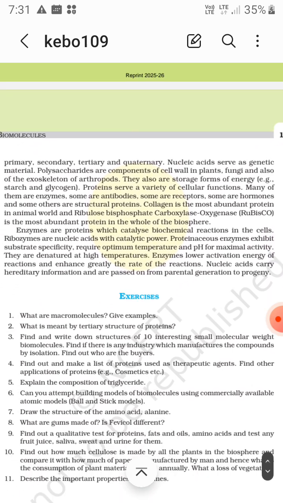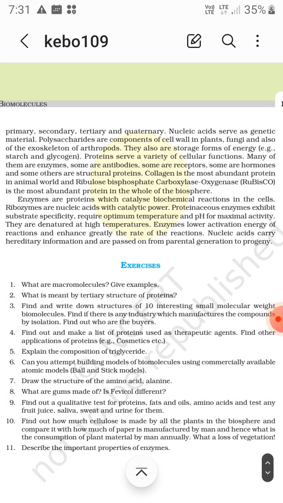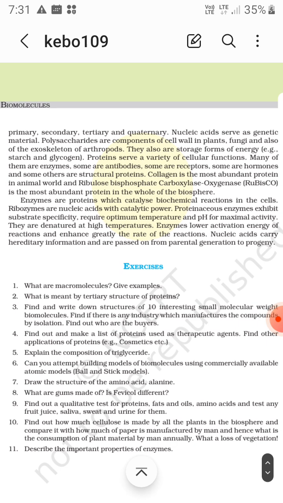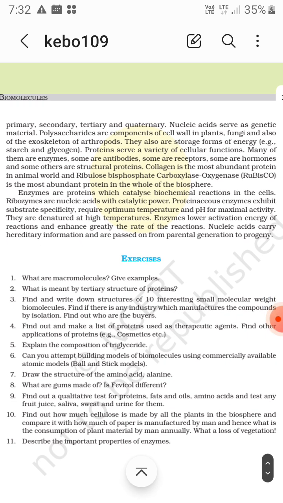Now, nucleic acids serve as genetic material. Polysaccharides are components of cell wall in plants, fungi, and also of the skeleton of the arthropods. Fungi and arthropods have chitin, plants have cellulose. So these are the polysaccharides. They also are storage forms of energy, for example starch in plants and glycogen in animals.